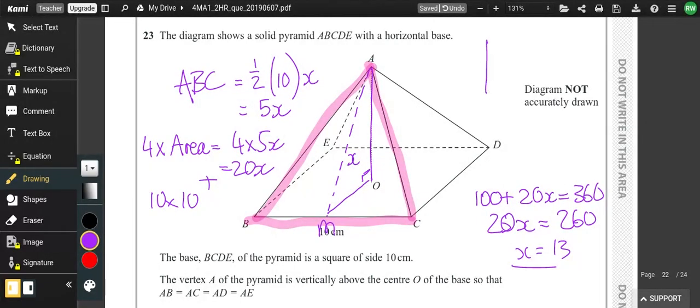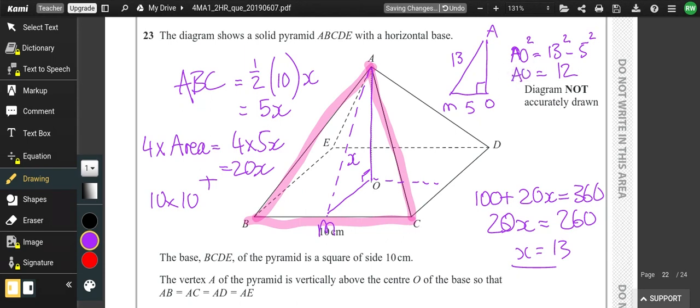So if I just draw that as a normal right angle triangle in 2D, we would have OMA, and we've worked out A to M, that was 13. And O to M, you can hopefully see, if I go halfway across, then that would be 5. So AO squared is equal to 13 squared minus 5 squared, which is 144. So AO is 12. So we've now worked out the distance A to O.